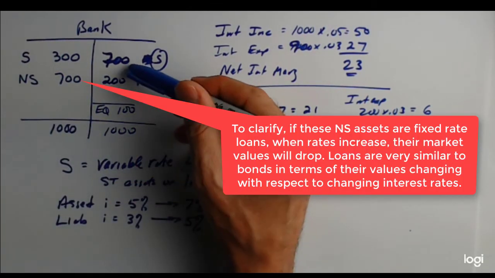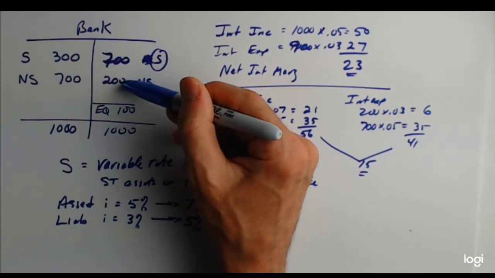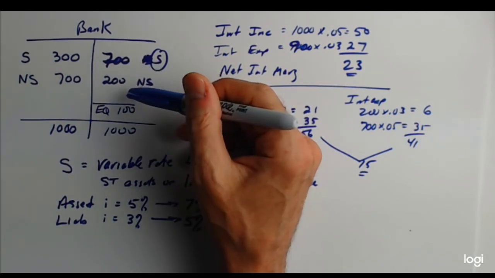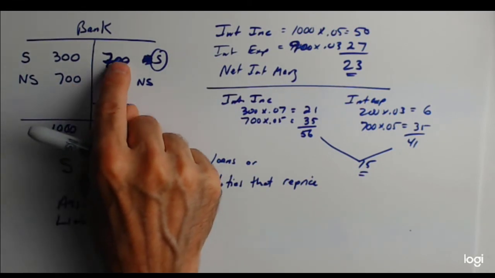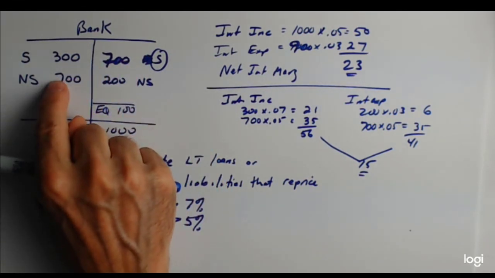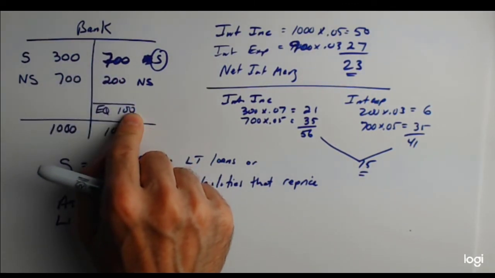And if this has a very low duration and they're not very sensitive to changes in interest rates, that means when there's an increase in interest rates, this will drop significantly, but this will barely move. So wait a second. This drops significantly, this barely moves. That means your equity is going to get eaten away pretty quickly. That's what duration analysis can do for you.